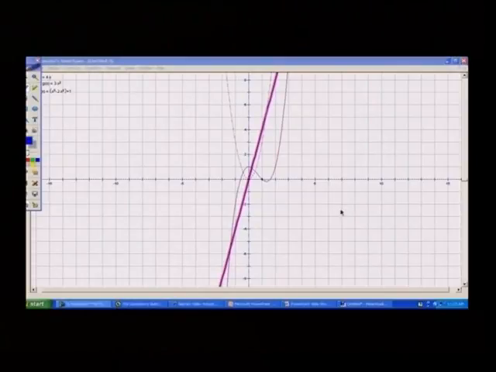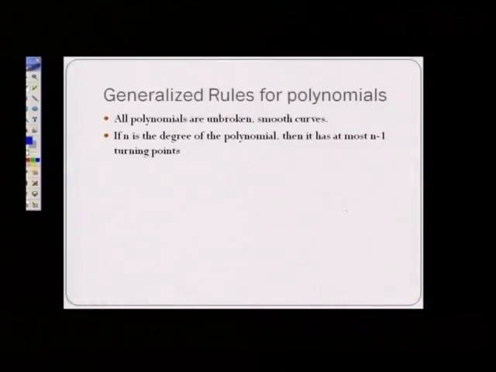So some of the things we notice about all polynomials are generalized characteristics of them. First one, all polynomials have unbroken smooth curves. So some of your homework questions tonight: is this function a polynomial? If it's broken, in other words, if it has a jump discontinuity in it, if it has a cusp where it goes to a point and then bounces off immediately, that can't be a polynomial.